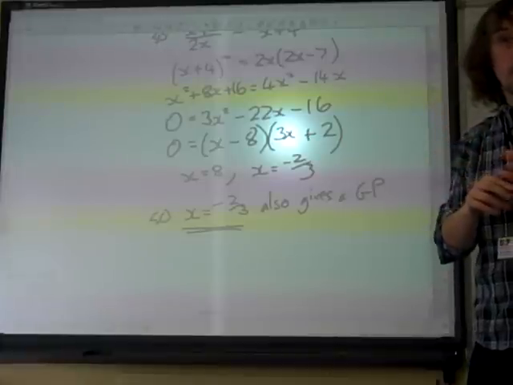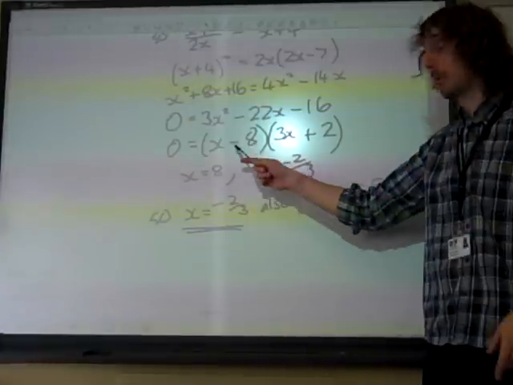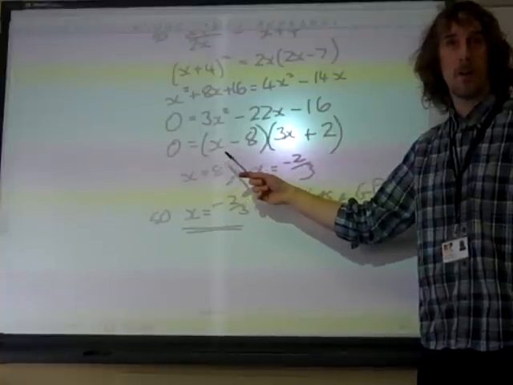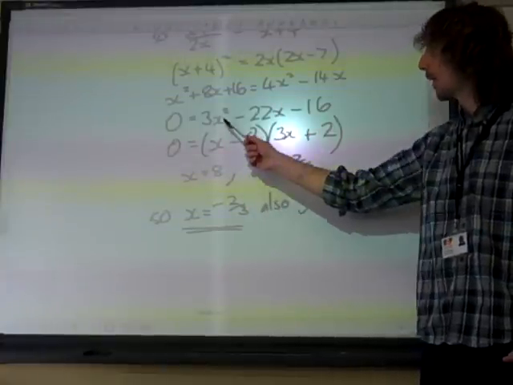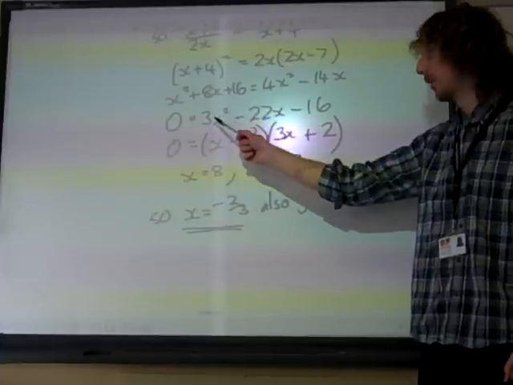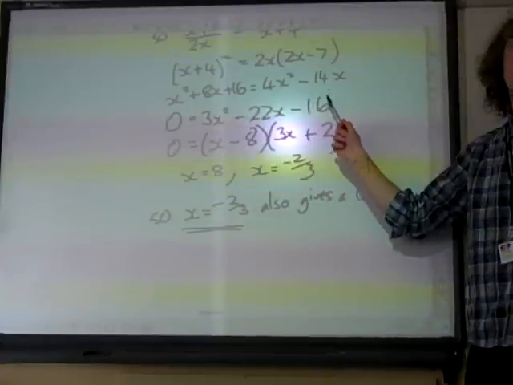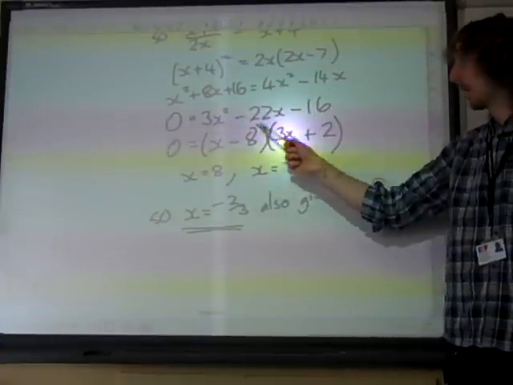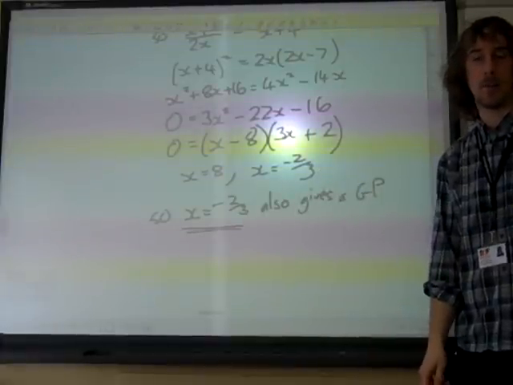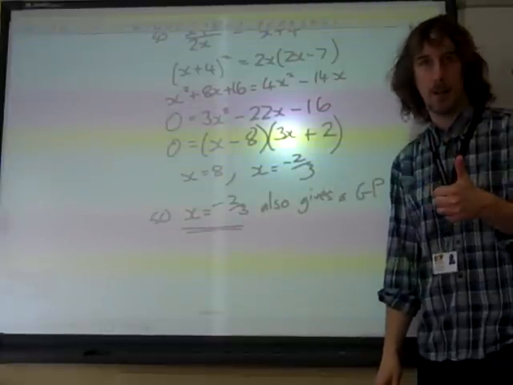Or, because the question had said x equals 8 is a solution, x minus 8 has to be one of the brackets. So having identified that, to get the 3x squared, you have to have a 3x at the start. 3x times x to get this 3x squared. To have a minus 16 there, we have to times minus 8 by plus 2. So it must have been 3x plus 2.